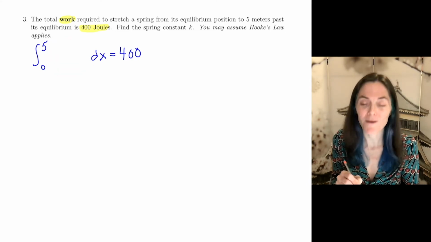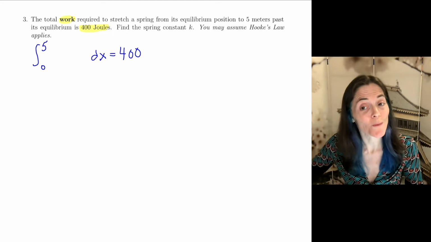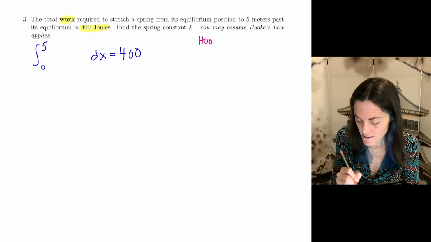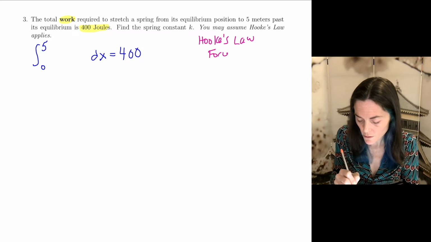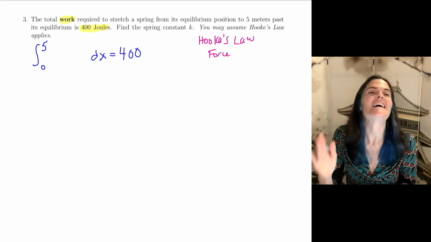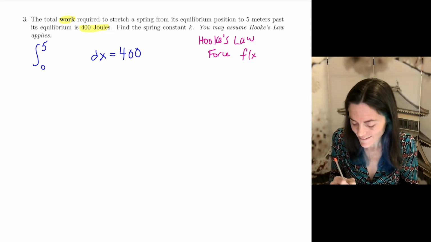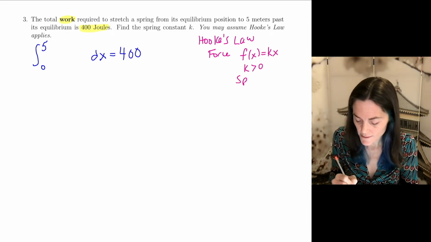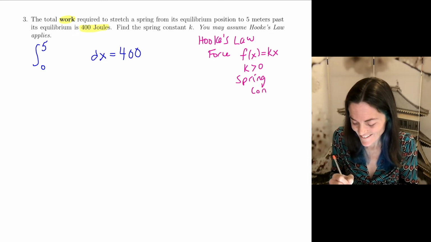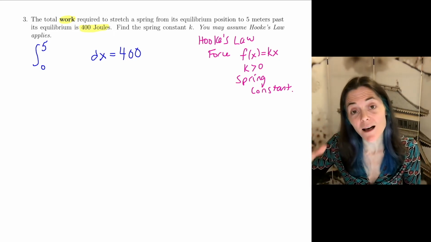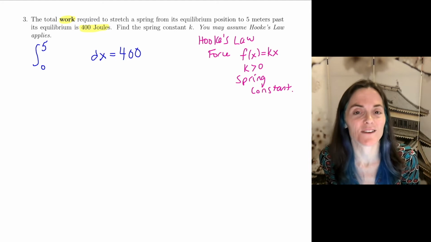Now, before I fill this in, let me finish reading the question, because it says you may assume Hooke's law applies. And so Hooke's law, maybe I will remind us what this says. Hooke's law is a statement about force. It says the force required to hold a spring stretched x units past equilibrium is f of x equals kx, where k bigger than 0 is the spring constant. I didn't write the whole statement of it, just enough so we can do the problem. But Hooke's law is a statement about force. That's an important thing to understand.